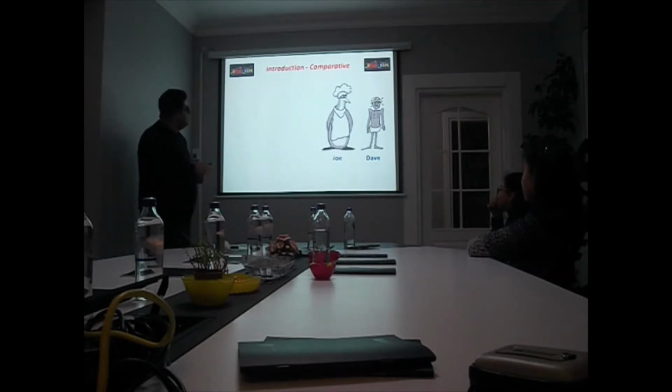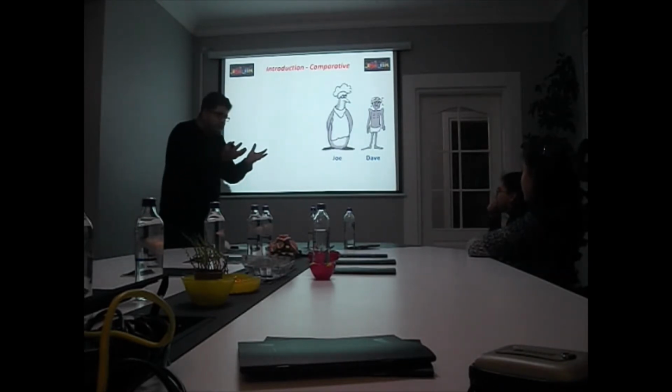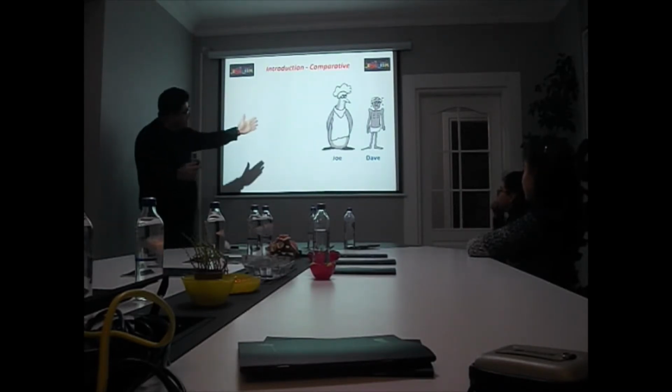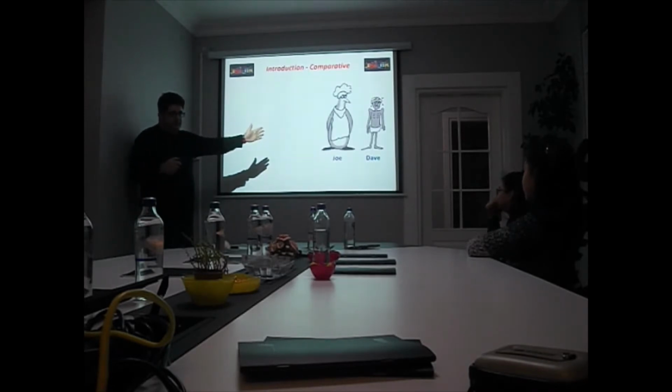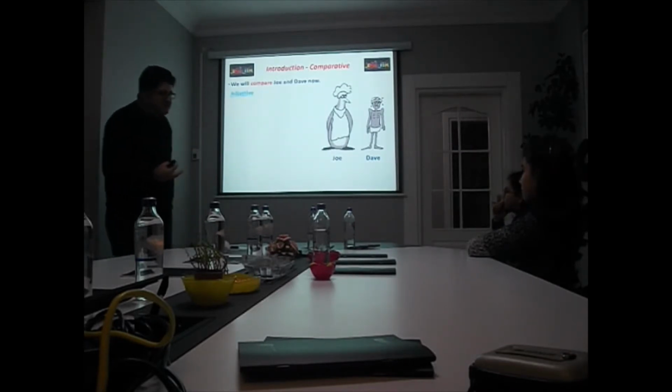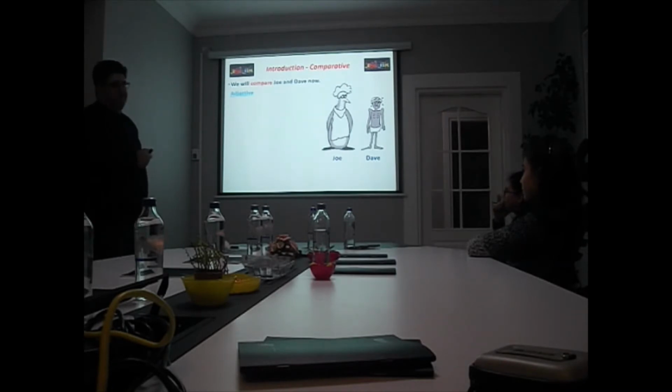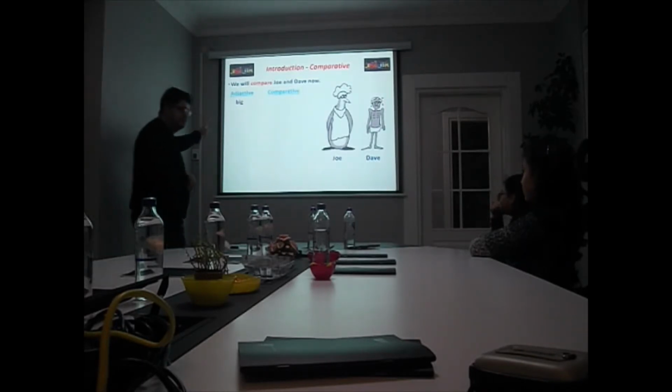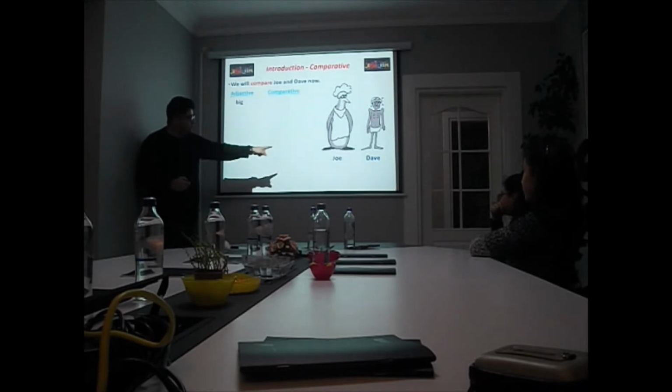Okay, now let's make a comparison, because to make a comparison, we need to have two things of the same type, right? Right here we've got two people, Joe and Dave. Now we'll make a comparison between Joe and Dave. To make a comparison, we use adjectives and turn them into a comparative form. This time, what do we use? Big. Between these, Joe and Dave.